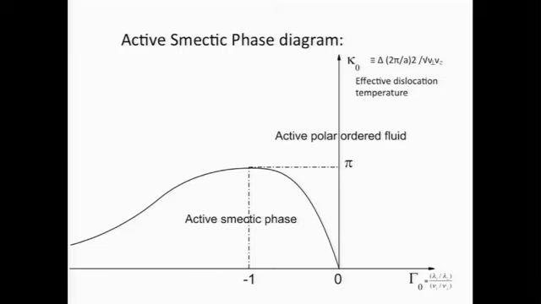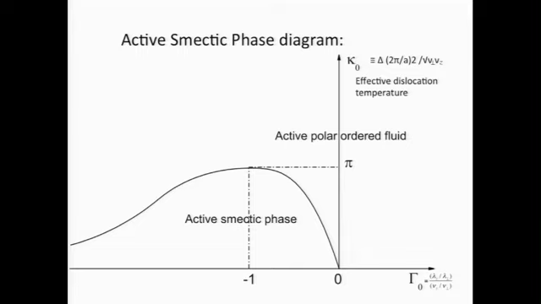And here's the phase diagram. I've slightly changed the axes on you. The horizontal axis is the same. It's the anisotropy. The vertical axis is now the effective dislocation temperature, and the nonlinearities are gone. Okay? And this is what the phase diagram looks like. It has a peculiar re-entrant structure. So this is a really weird thing.